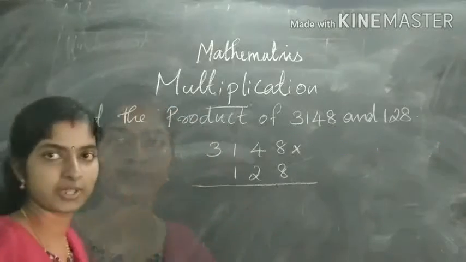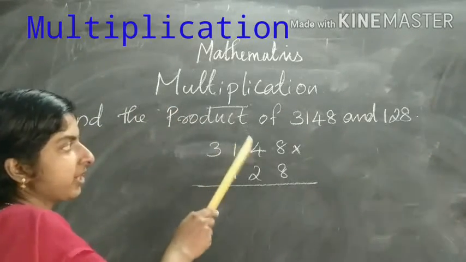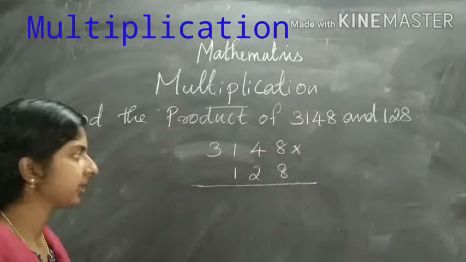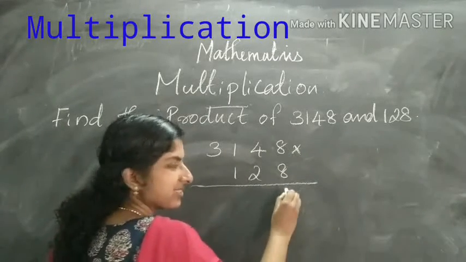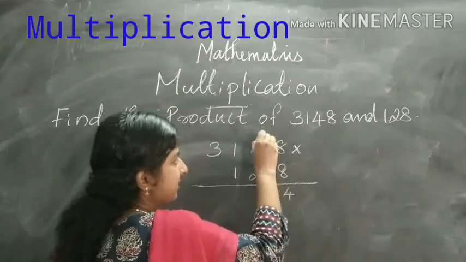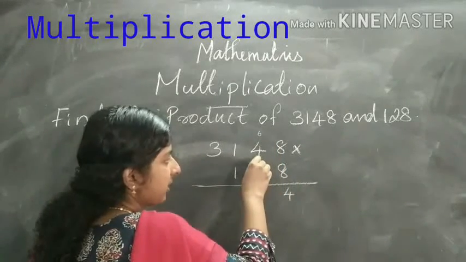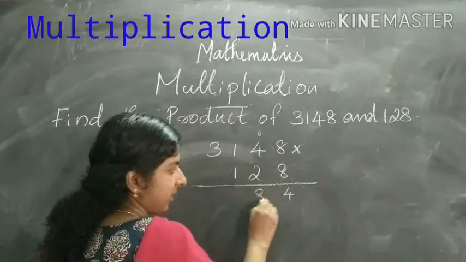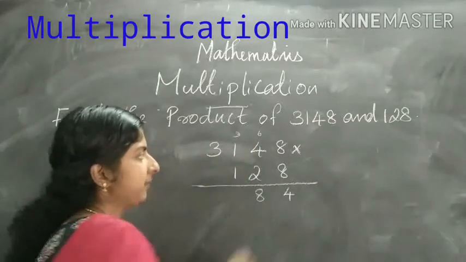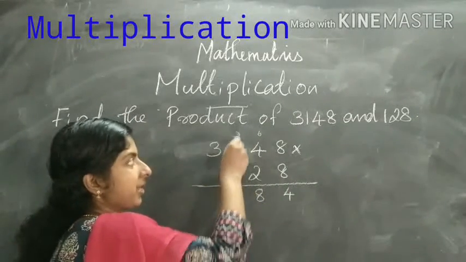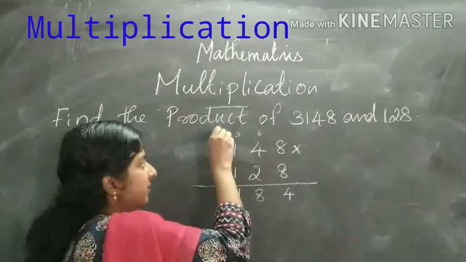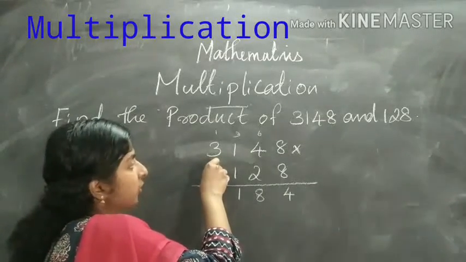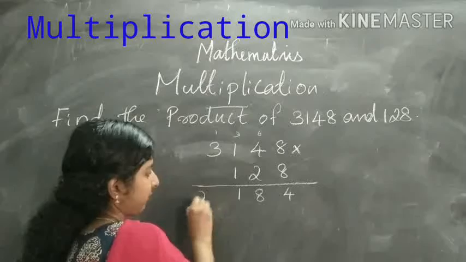Okay. For example, see. Find the product of 3148 and 128. Here, 8 8s are 64. 4, 6 is balance. Then 8 4s are 32. 32 plus 6, 38. 8, 3 is balance. Then 8 1s are 8. 8 plus 3, 11. 1 is balance. Then 8 3s are 24. 24 plus 1, 25.